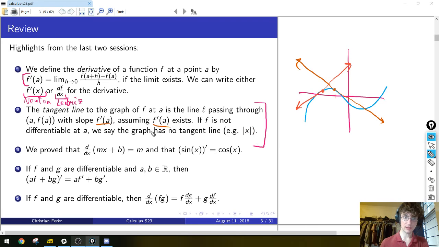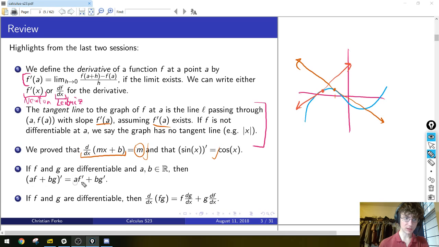Then we proved some stuff. We proved that for a function whose graph is a line, f of x equals, say, mx plus b, with slope m, the derivative is always just the slope of that line. That was a good sanity check. And then we took the derivative of sine and showed the derivative of sine is cosine. That's a good thing. We proved the derivative is linear, so if you take two functions multiplied by some numbers and take the derivative, you have this nice linearity property that we remember from matrices.